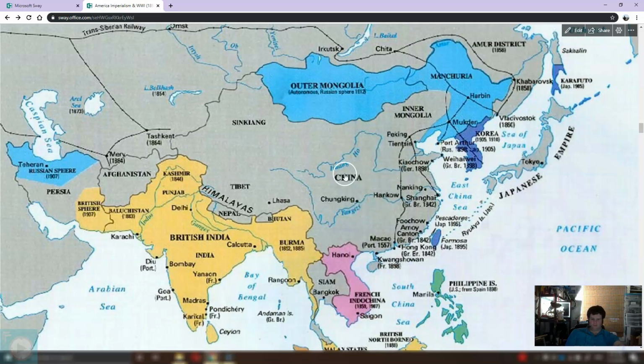Now, China isn't ruled like India. Instead, China is kind of divided up into spheres of influence. Essentially, the idea behind the spheres of influence is one European power has kind of a trade monopoly almost in that area. And if it isn't a monopoly, they get favorable treatment over other groups.